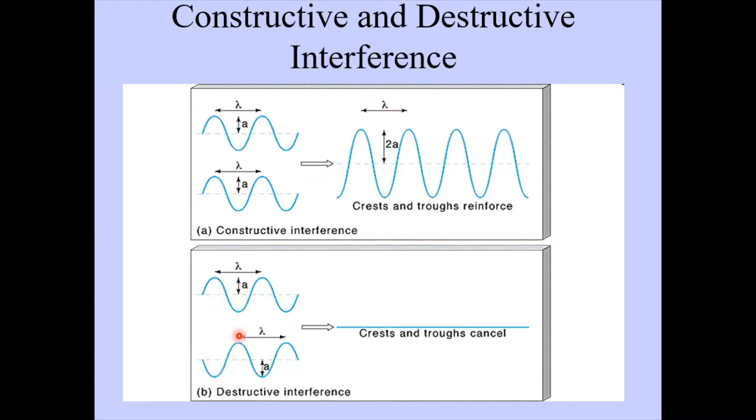So when we add these two waves together, something very interesting happens. The two waves completely cancel each other out and we're left with no wave at all. So this is called destructive interference. The two waves interfere with each other destructively such that no resulting wave exists anymore.